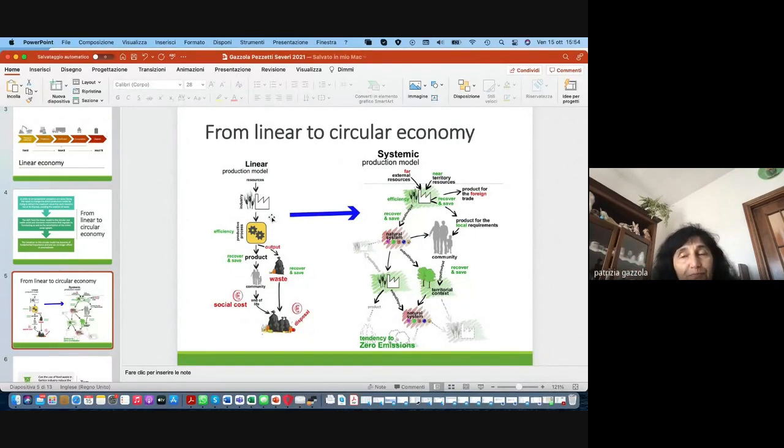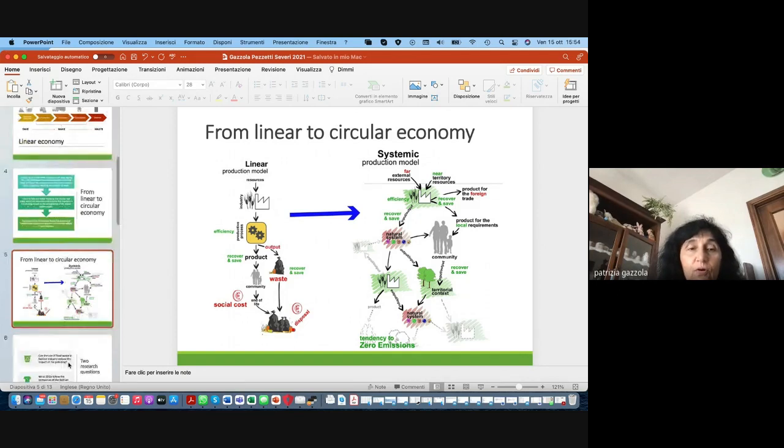We have to produce, we have to use resources. We produce, we use the production, and then we have to come back. We have to put the waste into the circle again. Then we have to transform the waste into raw material, into resources again. Then if we can use, reuse, recycle, we can use the waste that we don't know how to put, or we don't know how to use, or we don't know where to put that kind of waste.